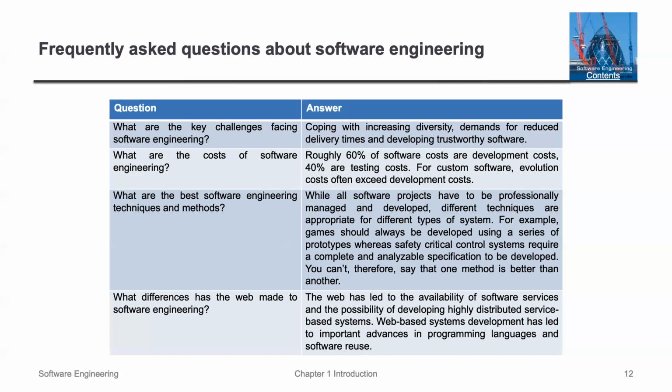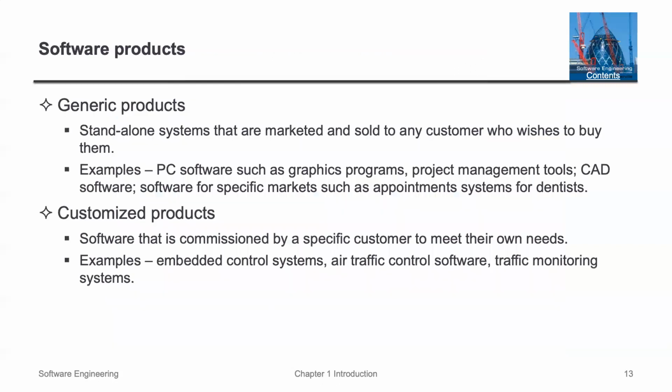And finally, what differences has the web made to software engineering? The web and cloud-based capabilities have led to the availability of software services. Software as a service is a term that you may have heard. There is also the possibility of developing highly distributed service-based systems. Web-based system development has led to important advancements in programming languages and software reuse. And sometimes a software-based tool is something that you don't have to constantly update. So having some of your resources in a web-based delivery for some applications may not be such a bad idea.